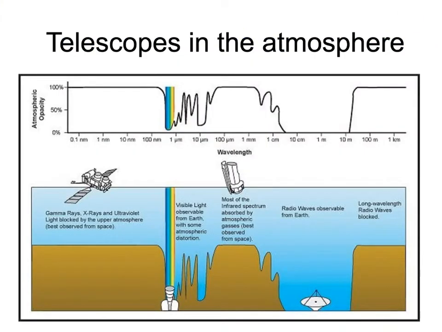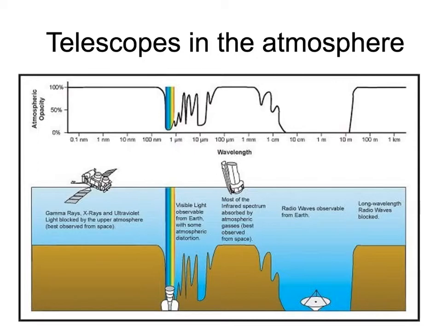So here's another picture showing telescopes in the atmosphere. We can see orbiting telescopes for gamma rays, X-rays, and UV. We can see ground-based telescopes for visible light. We can see this funky atmospheric window for infrared. Most infrared is done from space. We can see ground-based radio observatories.